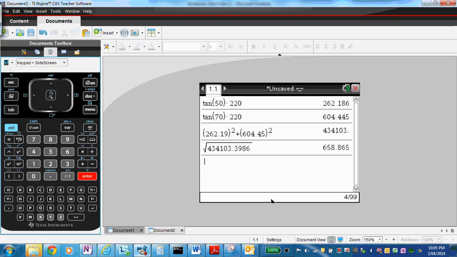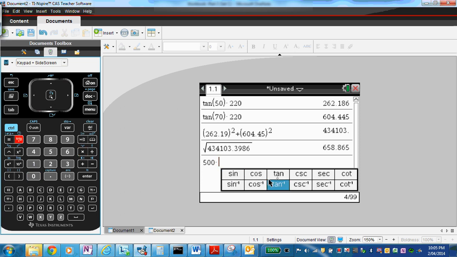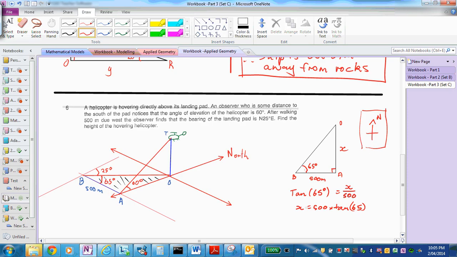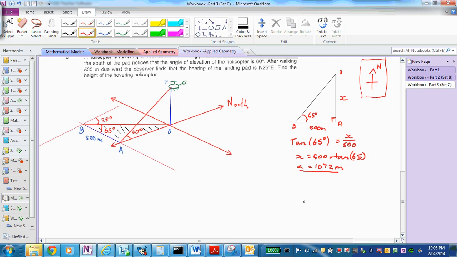So very quickly going to the calculator, 500 times tan of 65, enter. So it's 1072 metres. We'll just do it to the nearest metre. Okay, so X equals 1072 metres. So that's the first part of it. We now know this length here. So from there we can start to look at our triangle.